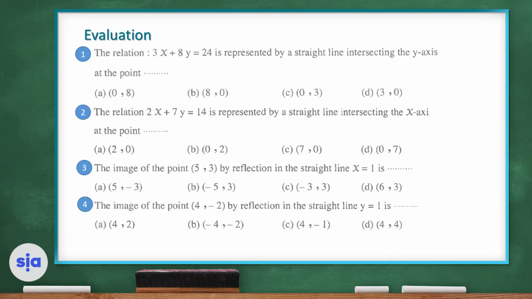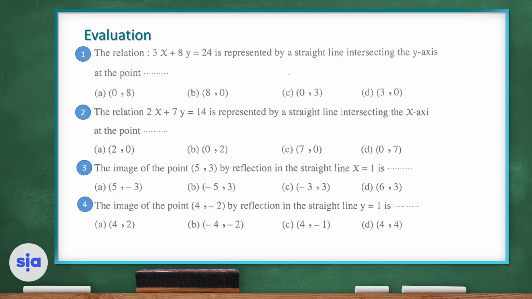Let's now move to the evaluation part. And as I always remind you, when it comes to the evaluation, please pause the video, try to answer the questions yourself, then play the video again to check your answers. Question 1. The relation 3x plus 8y equals 24 is represented by a straight line intersecting the y-axis at which point?